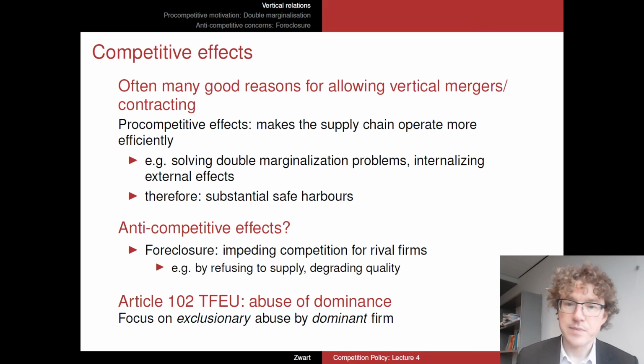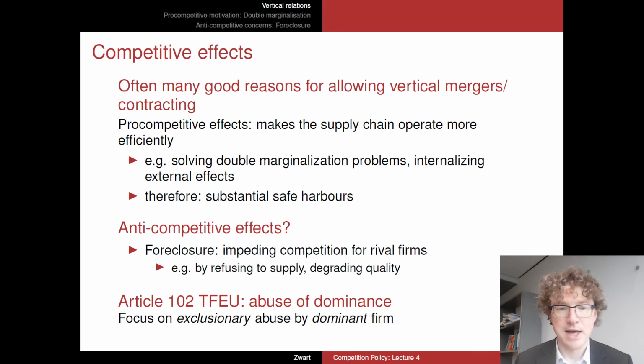On the other hand, there might also be some anti-competitive effects for having such clauses. Anti-competitive in the sense of blocking markets, or blocking competition by rival firms. And particularly what one might have in mind here is something called foreclosure, which we will be having a closer look into later in this lecture.